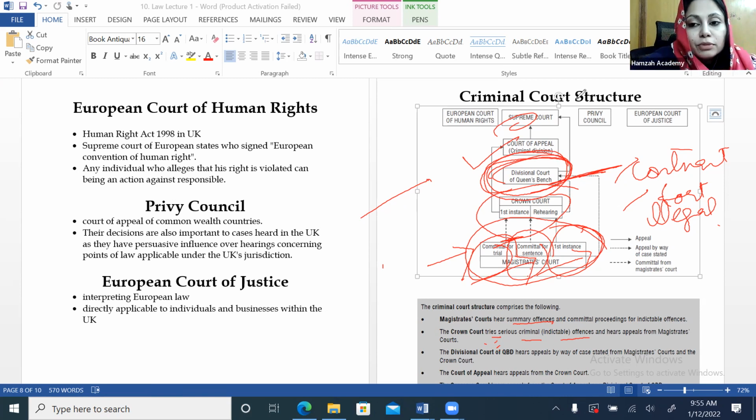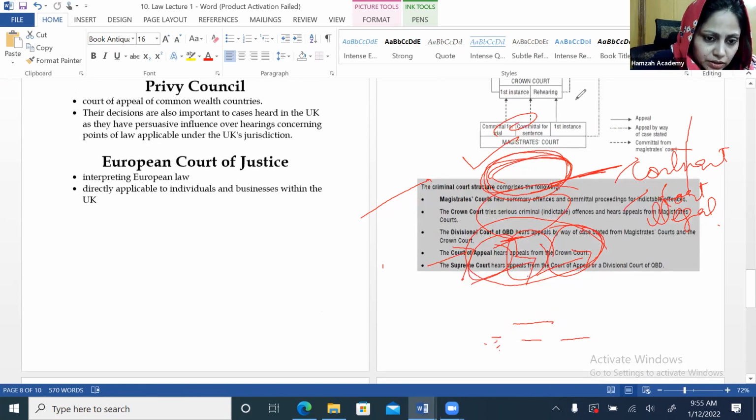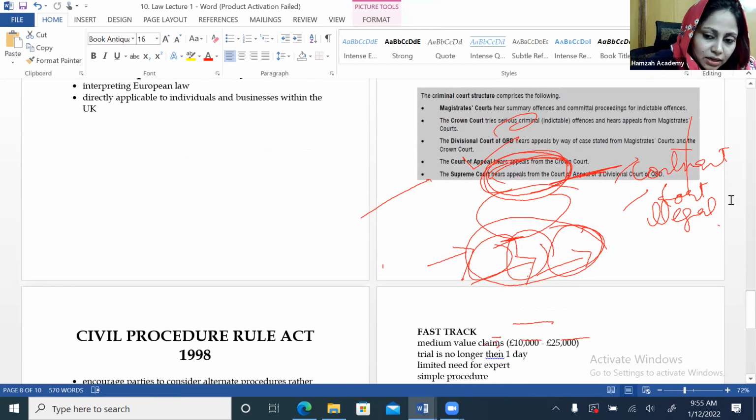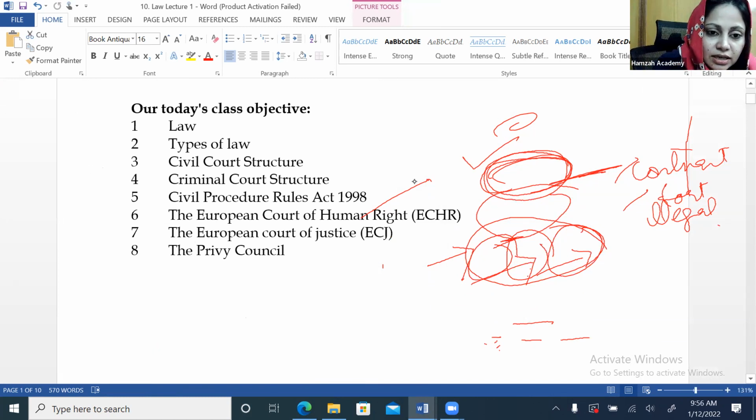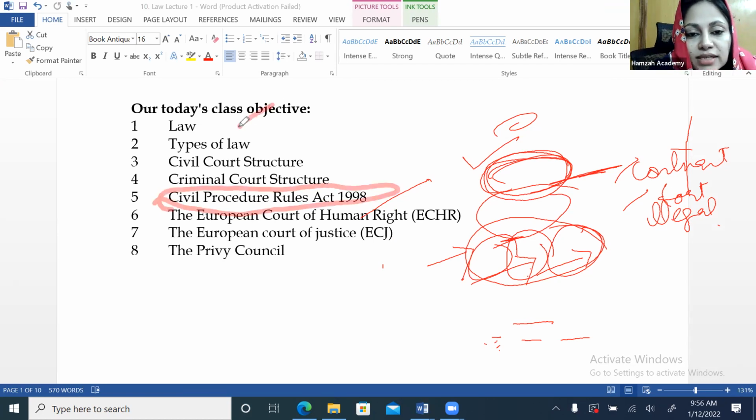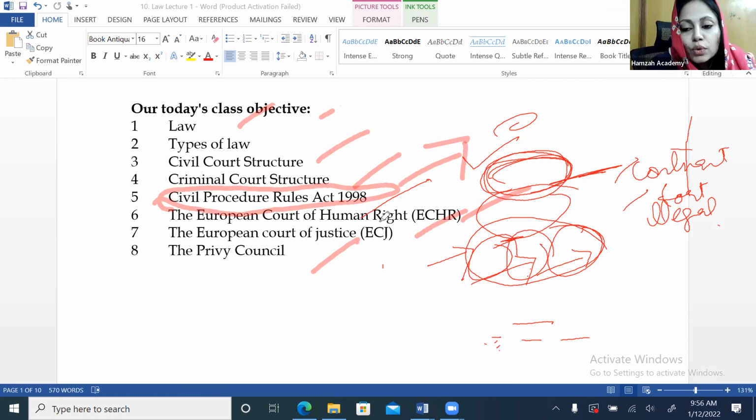Okay, I am done with my today's objective. One objective is left, which is civil procedure. We will do it in our next class. The rest is clear: types of law, civil court structure, criminal court structure, the European Court of Human Rights, the European Court of Justice and the Privy Council. Only one objective is remaining, which we will do in our next class. Clear?